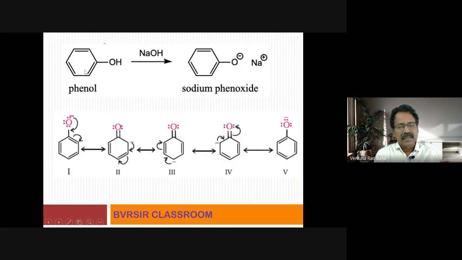Let's study this. Phenol reacted with NaOH. Sodium phenoxide is formed. This is the phenoxide ion. This phenoxide ion is stable when compared with phenol. That's why phenol always tries to get rid of this hydrogen. I am showing with cursor. This hydrogen will be removed. A removal of hydrogen or donation of hydrogen in the form of proton is nothing but acidic nature. Okay, so that's why phenol acts as acid.